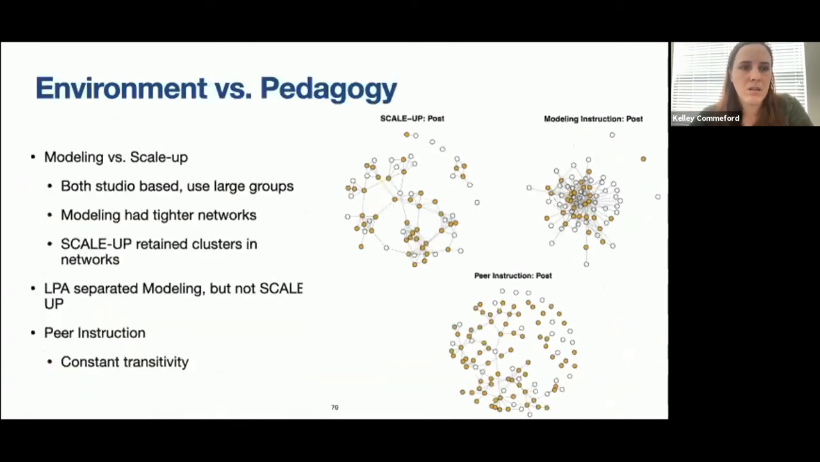We can then also ask, is it the environment that's forcing this network structure, or is it the pedagogy itself? Modeling and scale-up are both studio based. They both use large group interactions, but modeling instruction had much tighter, closer knit networks, whereas scale-up retained the cluster in the networks. So this makes us think that these are separate manifestations of the pedagogy in the network, because both of these use cooperative grouping and they both use class-wide discussions, but they have very different network structures. And latent profile analysis picked up on this difference as well, because it consistently binned modeling instruction and scale-up as different.